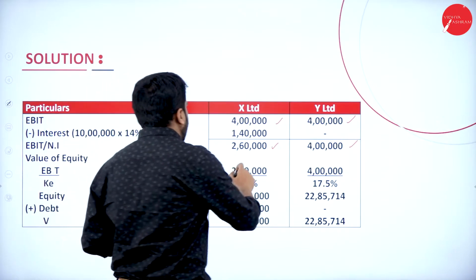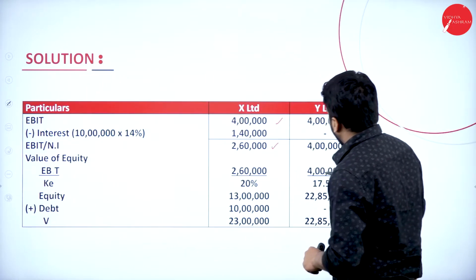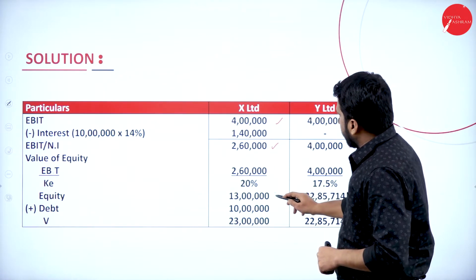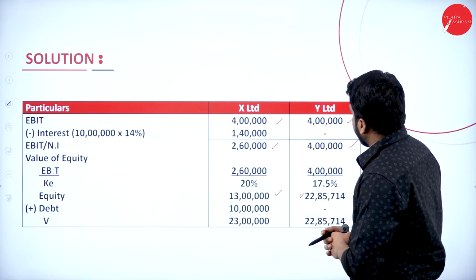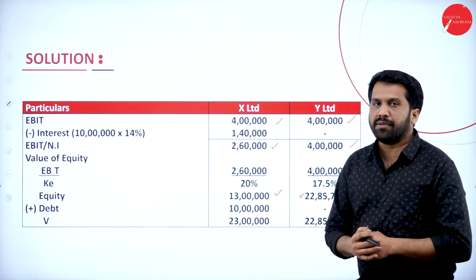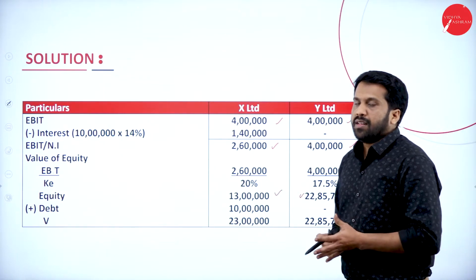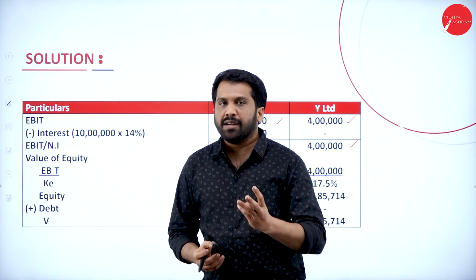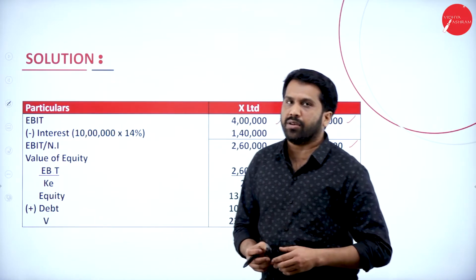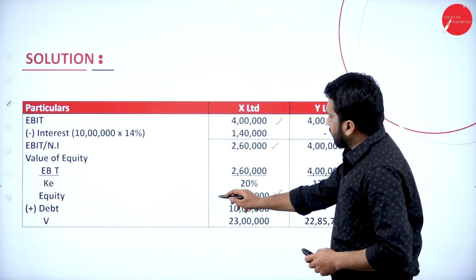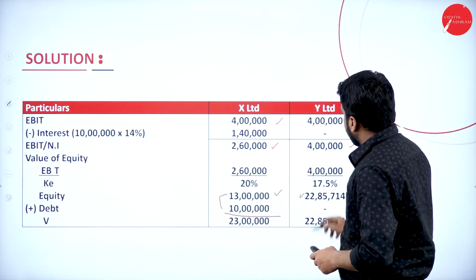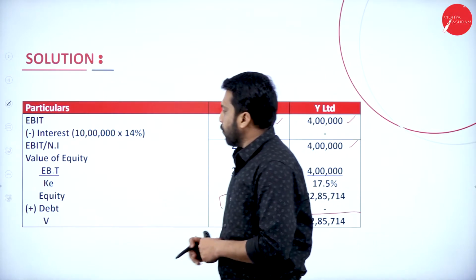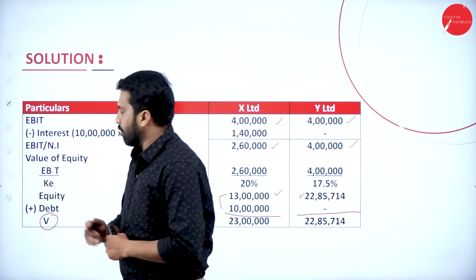After doing this, 2,60,000 divided by 20% and 4 lakh divided by 17.5%, you will get 13 lakh and 22 lakh 85,715. What is the value of the firm? Equity plus debenture, we call it the value of the firm. 13 lakh plus 10 lakh, it will be 23 lakh. 22 lakh 85,714 plus 0, it will be 22 lakh 85,714. That will be your value of the firm.